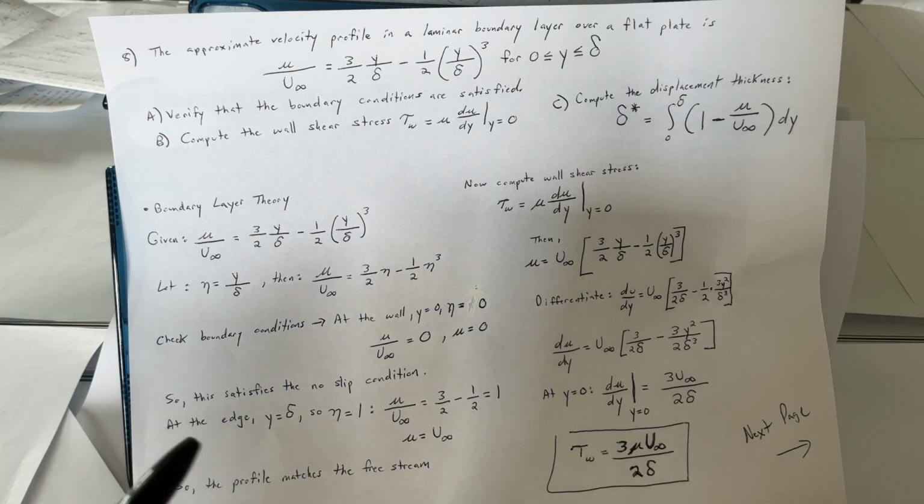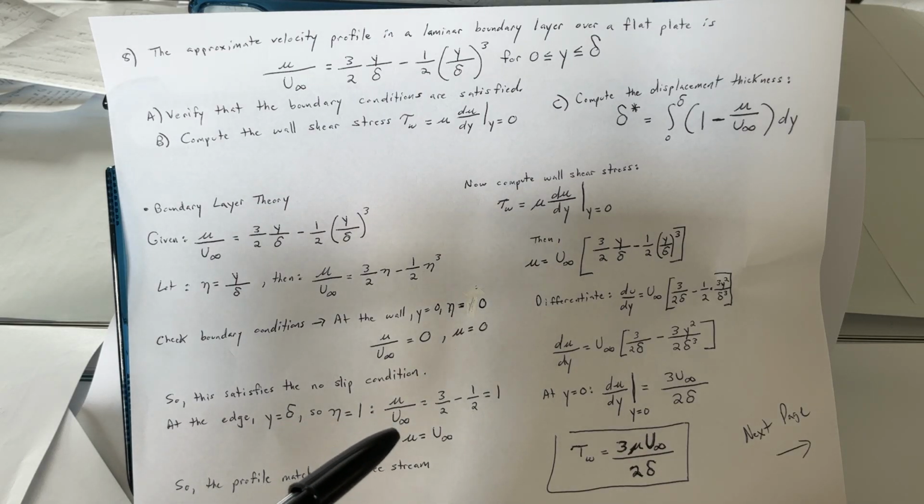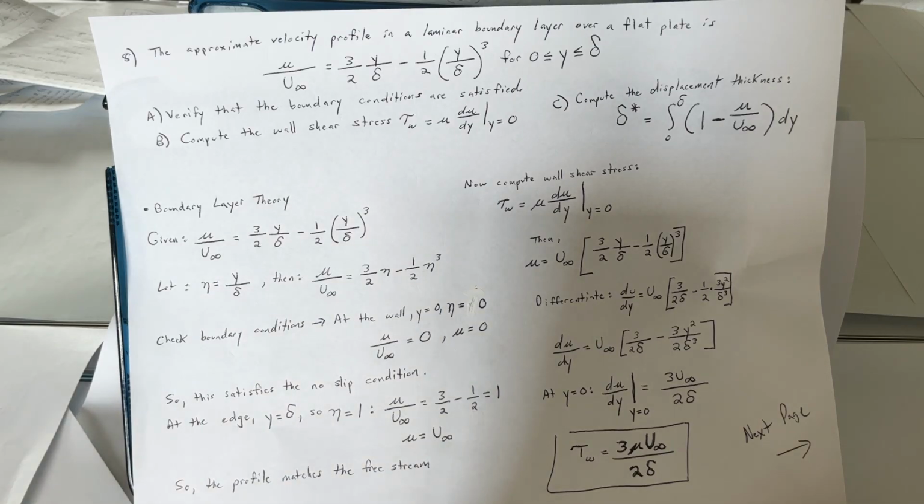And then we go to the edge. At the edge, we have y equals delta, so nu equals 1. So plugging in, u over capital U sub infinity equals 3/2 minus 1/2, that's 1. So in this situation, we have mu equals capital U sub infinity. So the profile matches the free stream, okay?